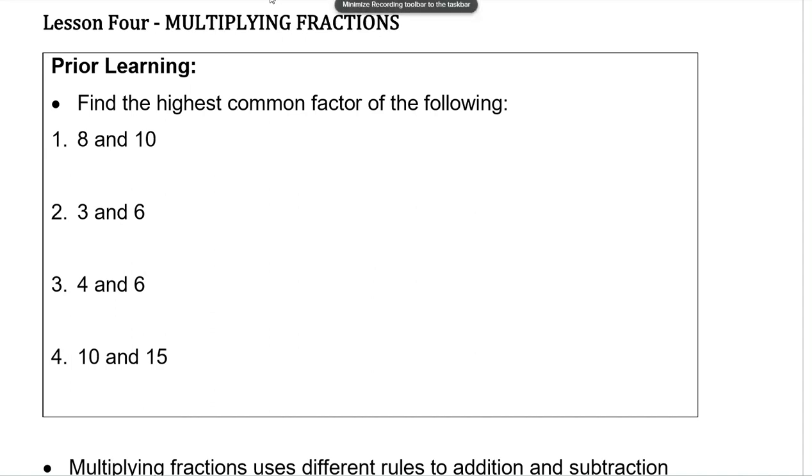When we were working on this topic last, we were adding and subtracting fractions. So hopefully you've still got that knowledge, boys. Because you will need to remember that. But today we are going on to multiplying fractions.